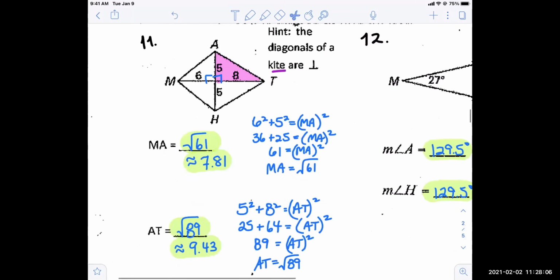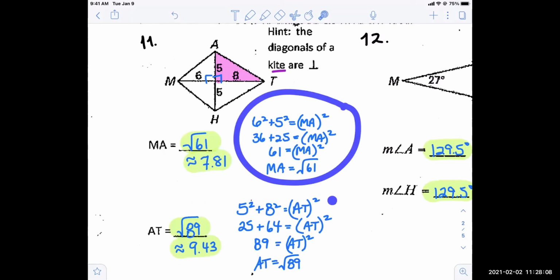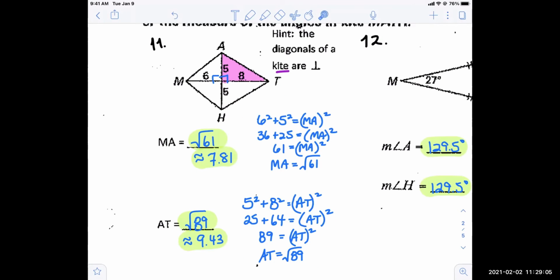What am I doing here? What is this? Meg? Pythagorean theorem. So remember, Pythagorean theorem goes leg squared plus leg squared equals hypotenuse squared. So the unknown goes wherever it belongs. This over here is always the hypotenuse squared. So if you know the hypotenuse, then your variable would be over here instead.